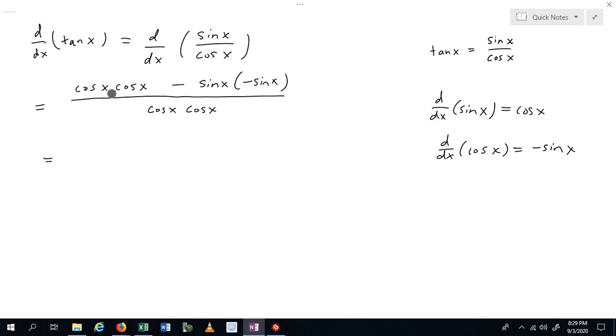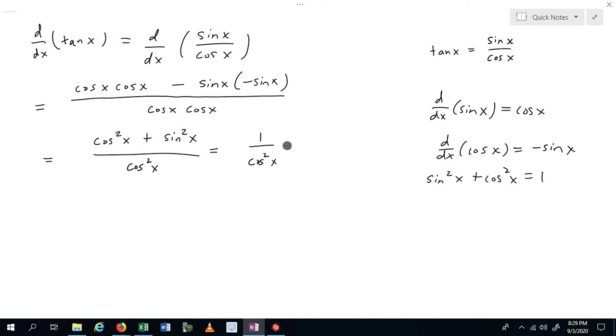Okay, so let's clean this up a little bit. That's just cosine squared. This minus sign and this minus sign give you a plus sign, and that becomes sine squared. And of course, that's cosine squared. And then this is equal to 1, because sine squared x plus cosine squared x is equal to 1. That's another trig identity. And so you just end up with 1 over cosine squared, which you can write as 1 over cosine and then squared. Those are the same thing.